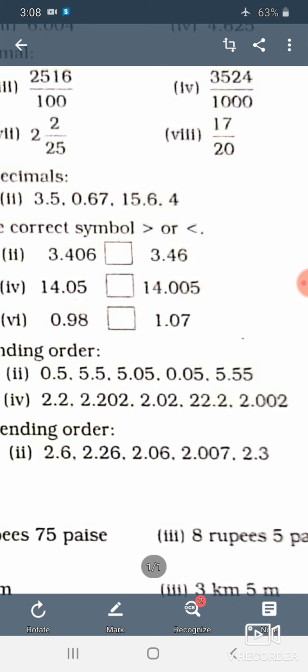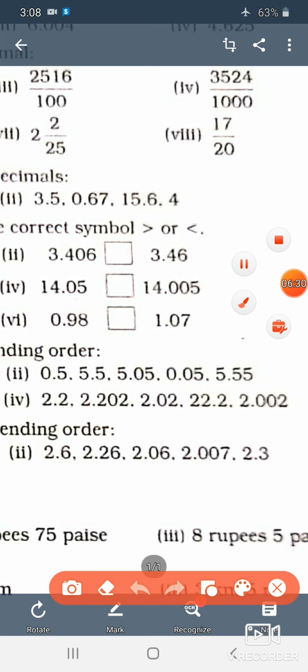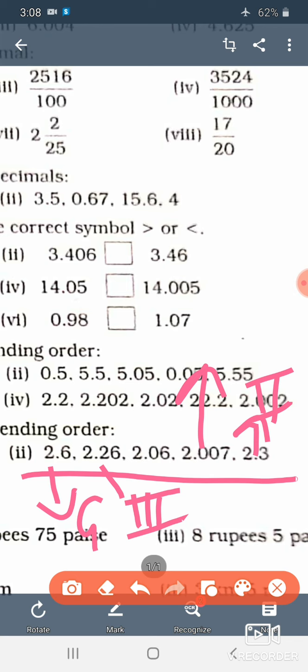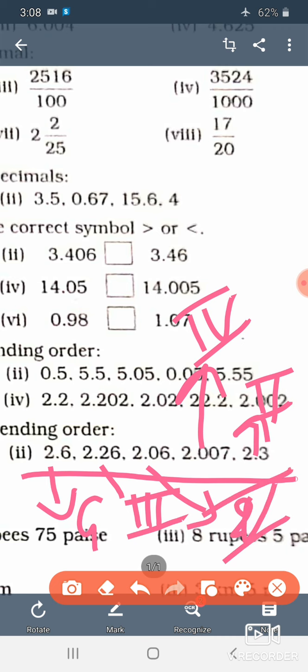The greatest out of all these, now you are familiar with decimal numbers, so you can also estimate that this one is the greatest number. And then the second greatest is this one, the third greatest is 2.26, the fourth greatest is this one, and at last comes this one, the fifth one. Okay, let's arrange them in descending order.